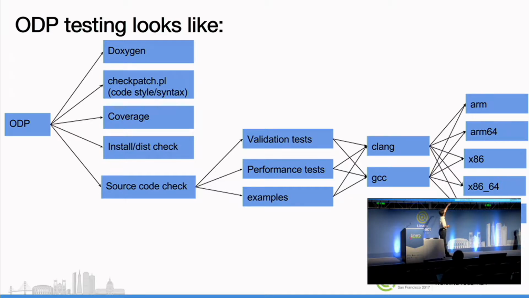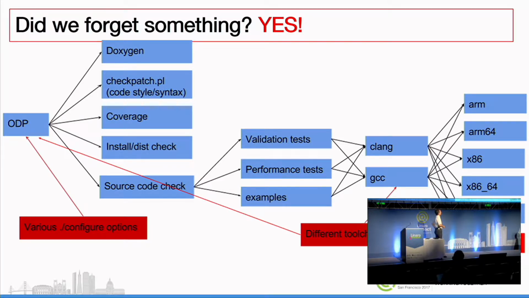Different source code checks, including validation, performance tests, and examples, running on different platforms, both using Clang and GCC. So, did we forget anything? Yes, in fact. We planned to support MIPS, and as a source tree, we do support MIPS. But unfortunately, Ubuntu Trusty doesn't have a cross-compiler for MIPS. So, no MIPS testing at this time. We do only test using a single version of GCC and a single version of Clang.